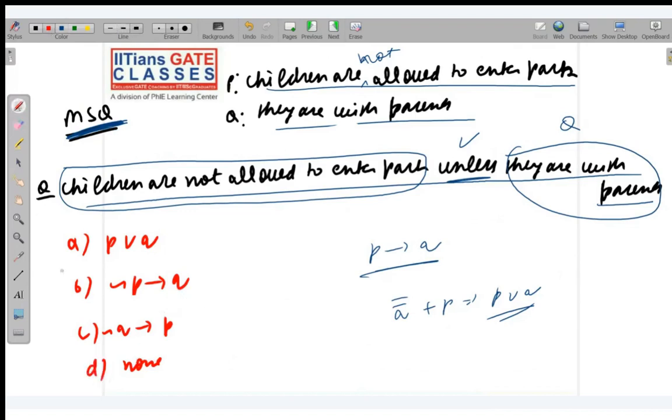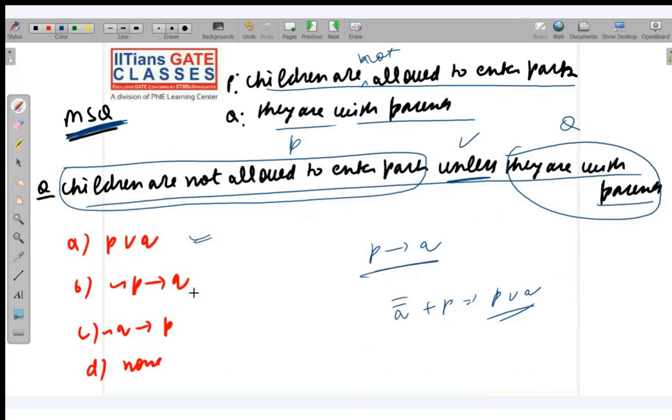Now please tell me what will be the answer. So option B. Okay, let me check. Children are not allowed to enter park, unless they are with parents. So what will this be? This will be P: children are not allowed to enter park. This is also children are not allowed to enter park, so it will be P. Unless is "or", and they are with parents is Q. P or Q. So obviously A option is correct.